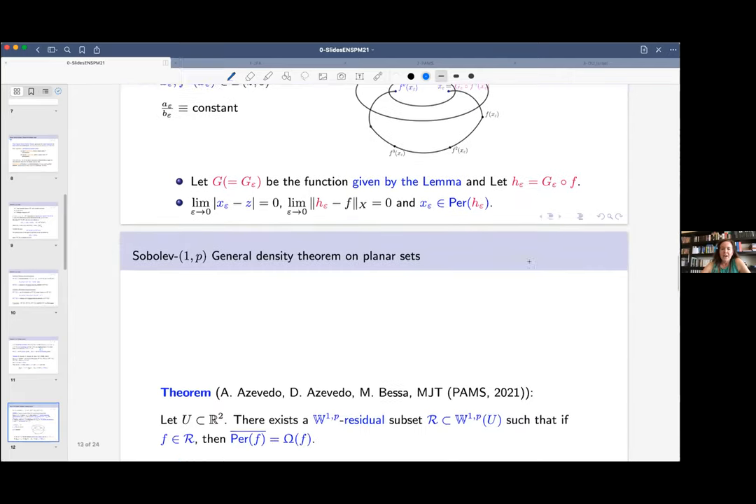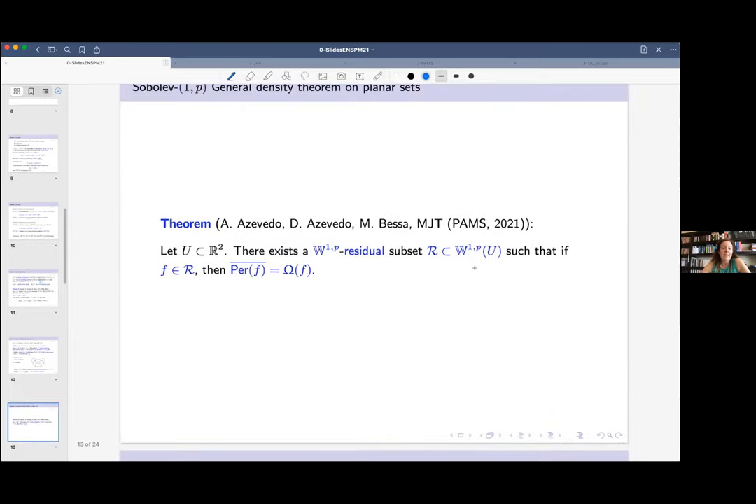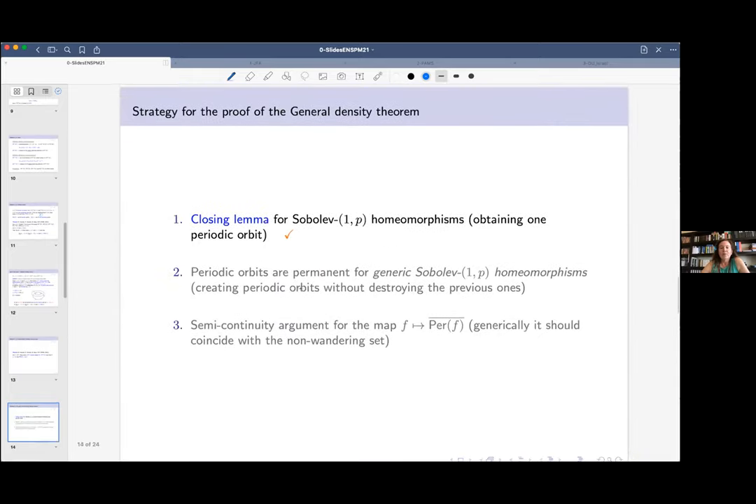Now, concerning the general density theorem, we have proved it in the dissipative case, because we only have the regularization result for the dissipative case. We have proved that there exists a residual set where the non-wandering set coincides with the closure of the periodic points. The ingredients of the proof of the general density theorem are the following. We will use the closing lemma, as I said in the beginning, that will allow us, when we complete the proof, to obtain one periodic orbit.